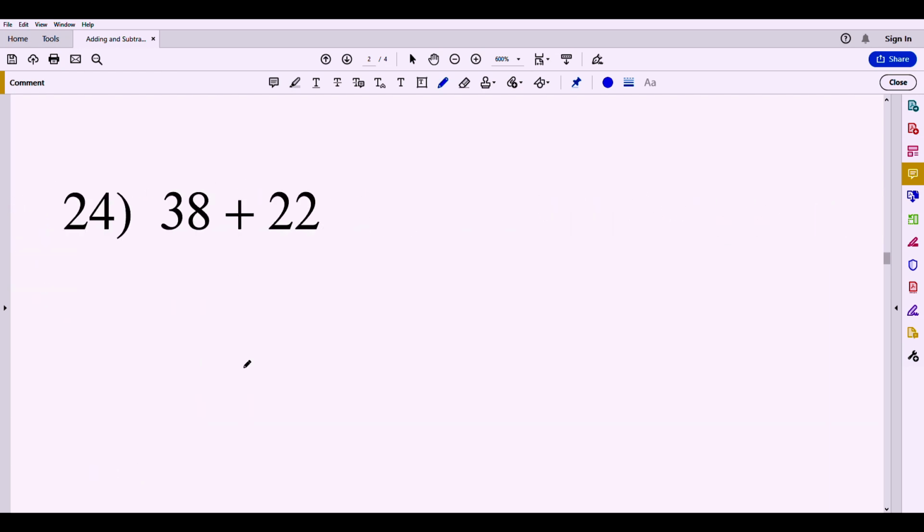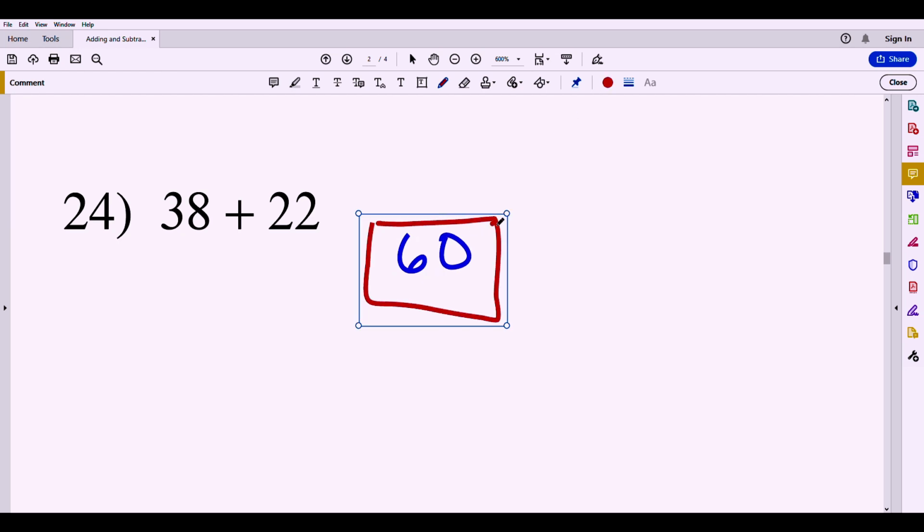In number 24, 38 plus 22, starting in the positives, continuing into the positives. 38 plus 22 is going to result in a positive 60. So 60 is our solution in number 24.